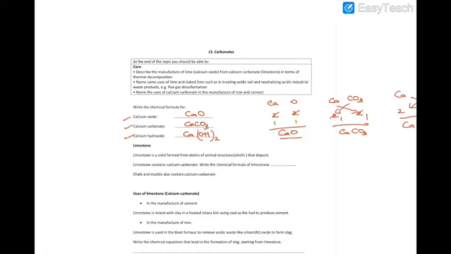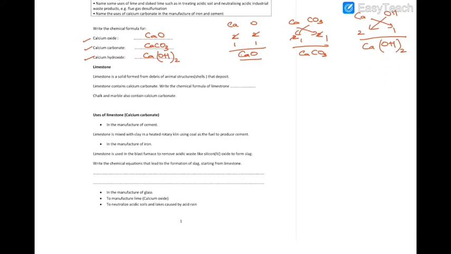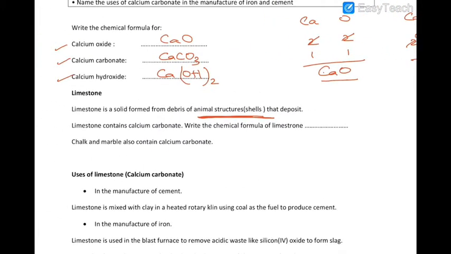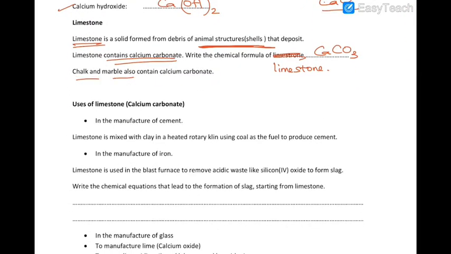Now, limestone, it's a solid that is formed from the remains of animals from the sea. So you have shells that deposit and become cemented together. Very small pieces of shells deposit over the years and solidify until they form a rock, which is called limestone. And limestone contains calcium carbonate, CaCO3. So chalk and marble also contain calcium carbonate.